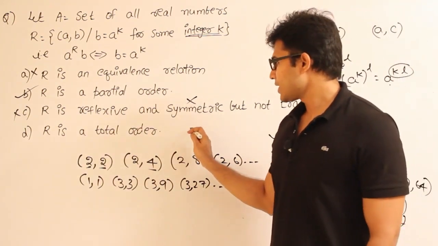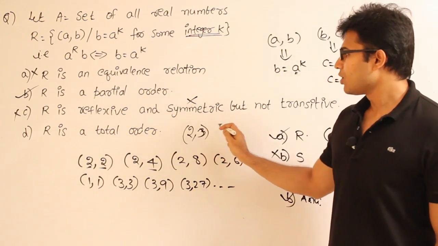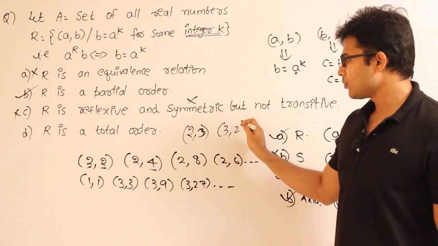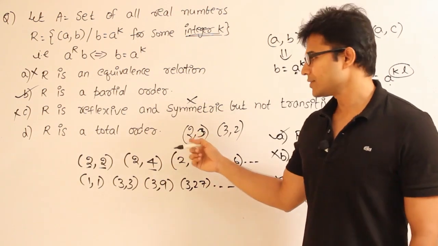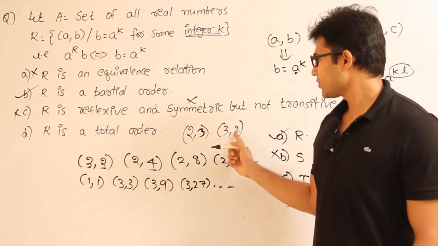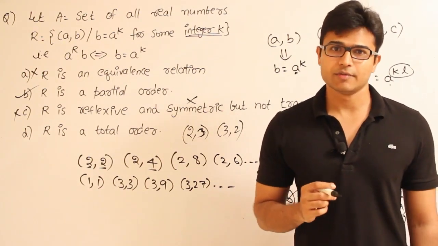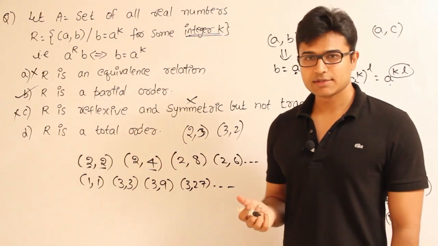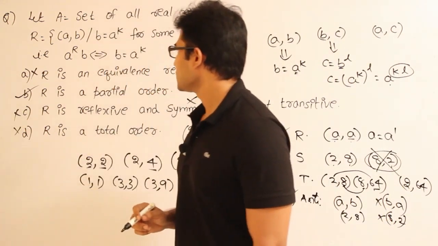Why? Because I cannot relate 2 comma 3. I cannot write (2, 3) or (3, 2), which means these two elements cannot be related. I cannot write 3 as a power of 2, or I cannot write 2 as a power of 3. Therefore, there will be no relation between these two elements whatsoever. So we can say that it is not a total order. So it is only a partial order.